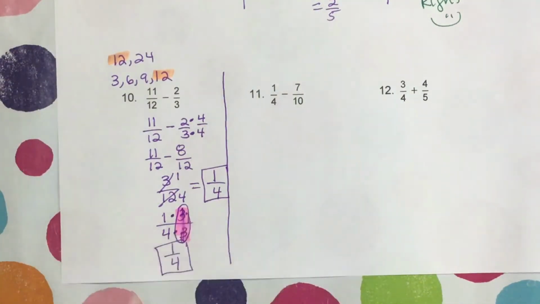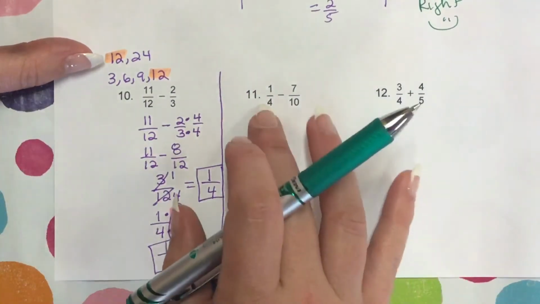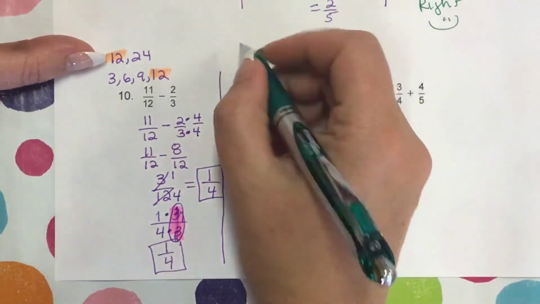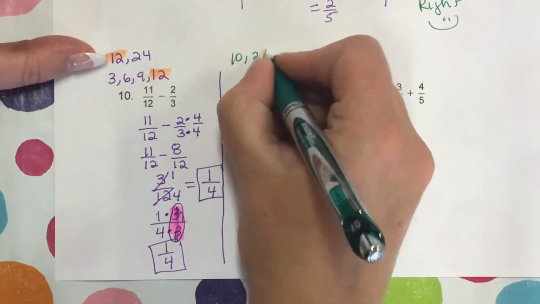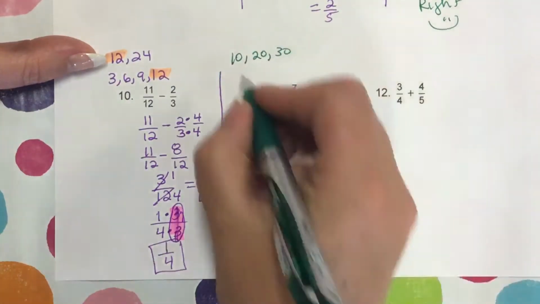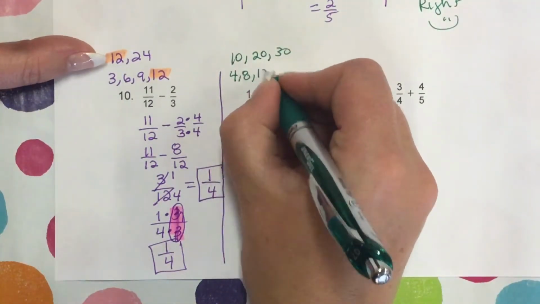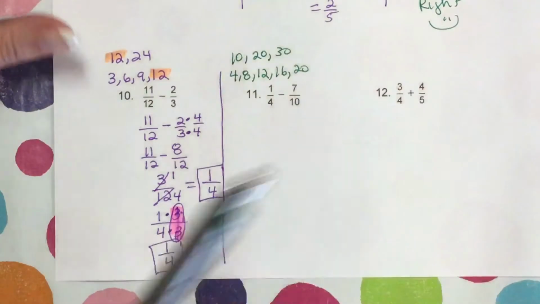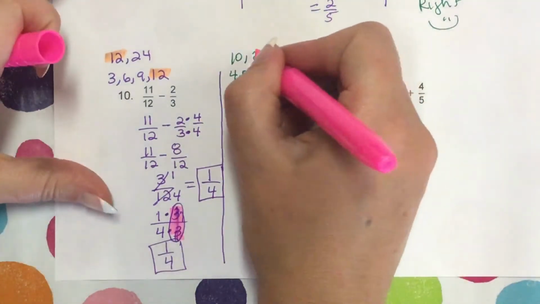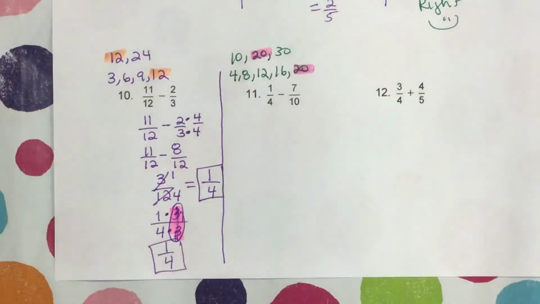Perfect. I hope you got that one right. So we have to find the least common multiple between 4 and 10. That means we're going to count by 10s, 10, 20, 30, and then we're going to count by 4s. 4, 8, 12, 16, 20. Hey, found it. The least common multiple is going to be 20. Perfecto. So let's go.